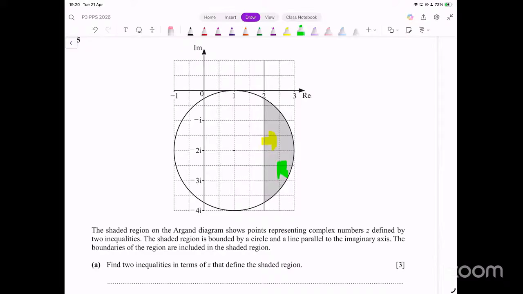The boundaries are included. That means the inequalities will have the equal to sign in them as well, right? Less than or equal to, greater than or equal to. Find two inequalities in terms of z that define this shaded region.